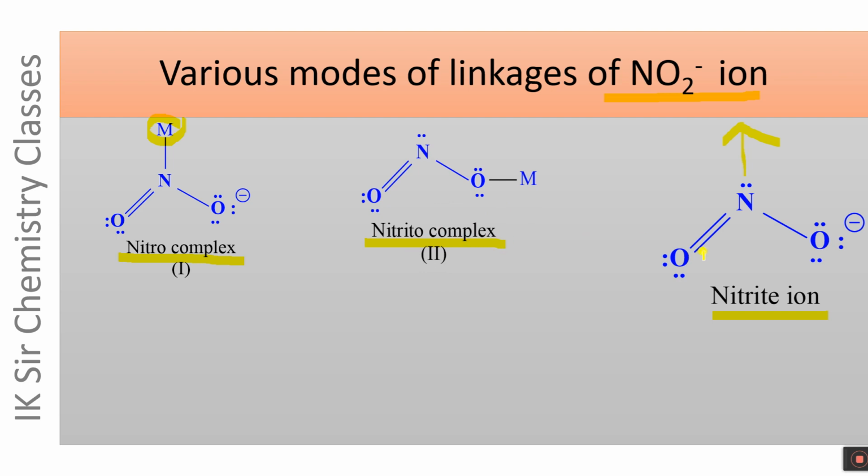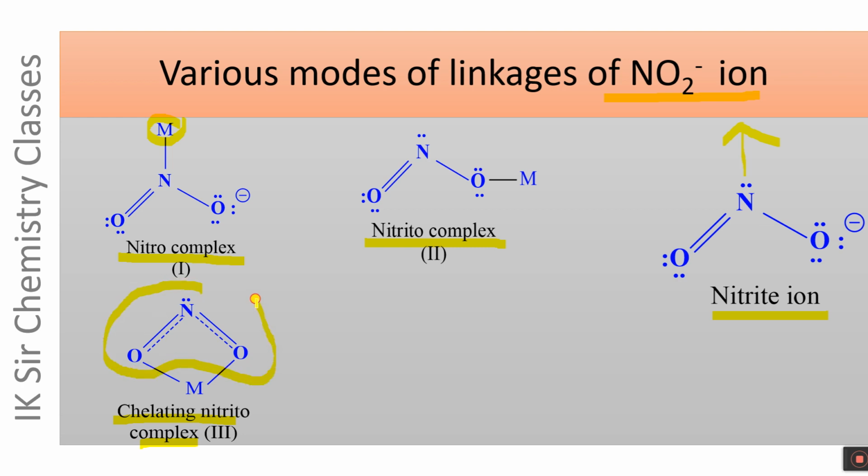At the same time, NO2 minus ion can be coordinated to the central metal ion through both of its oxygen atoms, and the complex compound formed in this way is called a chelating nitrito complex. In this mode of linkage, NO2 minus ion acts as a bidentate chelating ligand which forms a four-membered cyclic ring on coordination to the central metal ion.